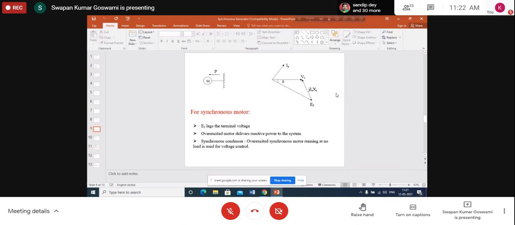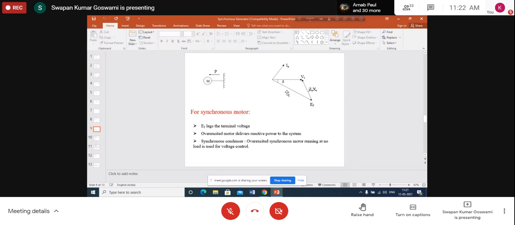What will be the direction of IA? IA will be like this, because j IA is leading IA by 90 degrees. So this will be the direction of j IA, and this is the direction of IA. So you see that IA now is leading VT. That means the phasor diagram that we have drawn is due to some leading operation of the synchronous motor, because IA is leading VT.